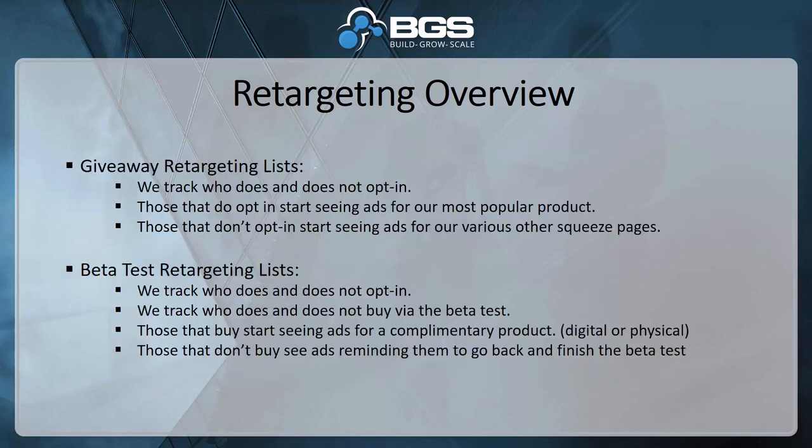For giveaway retargeting, we're tracking a variety of different things based on the visitor's action. For giveaway retargeting lists, we track who does and who does not opt in for the giveaway. Visitors who land on the page and don't opt in start seeing ads for our most popular product. Those that do opt in start seeing ads for our most popular product, whatever the product they opted in for. Those that do not join the giveaway start seeing ads for our various other squeeze pages, trying to push them back into the giveaway.